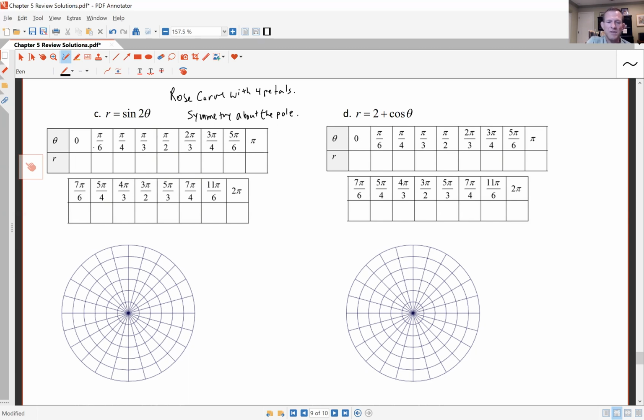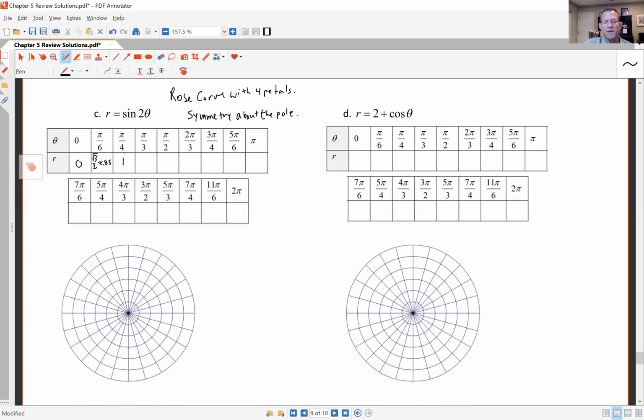Sine of 2 times 0 is sine of 0, which is 0. Sine of 2 times pi over 6, that's sine of pi over 3, which is 60. So that gives us root 3 over 2, which is 1.7 divided by 2. Sine of 2 times pi over 4, sine of pi over 2, is 1.